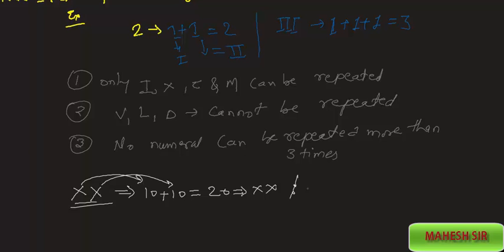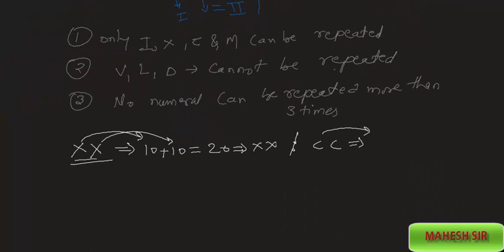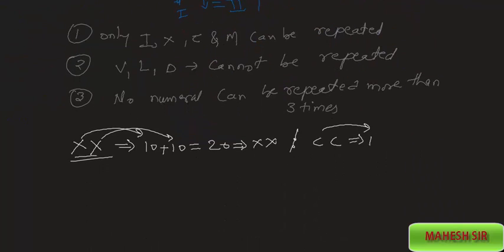Now the next example. What about CC? This C is standing for 100. This C is standing for the number 100. So student, 100 and this C is standing for 100. So 100 plus 100 becomes 200. So 200 means 2C, CC. Okay.